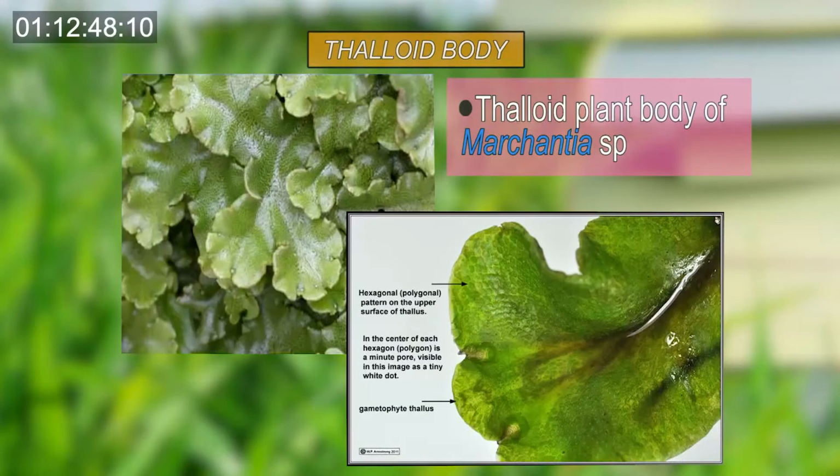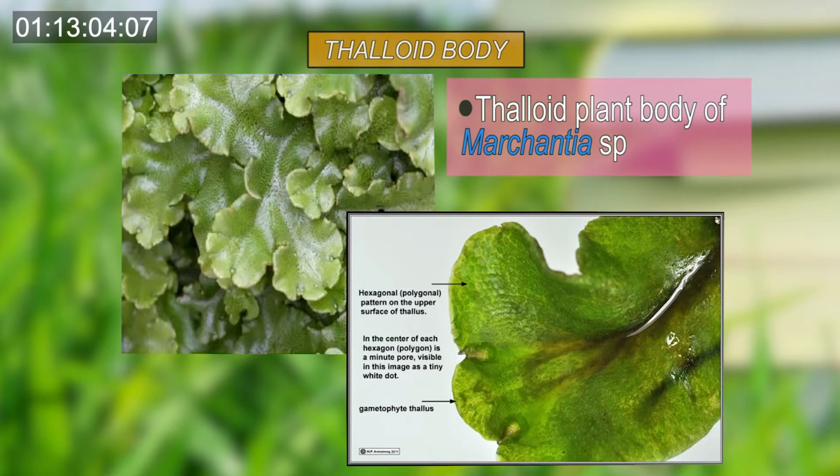Bryophytes usually have a thalloid plant body. The term thallus in botany refers to a plant that does not have leaves, stems or roots. The thallus can be both prostrate as well as erect. Like in this structure of Marchantia, the thalloid body, if seen closely, consists of hexagonal or polygonal areas, known as areolae.